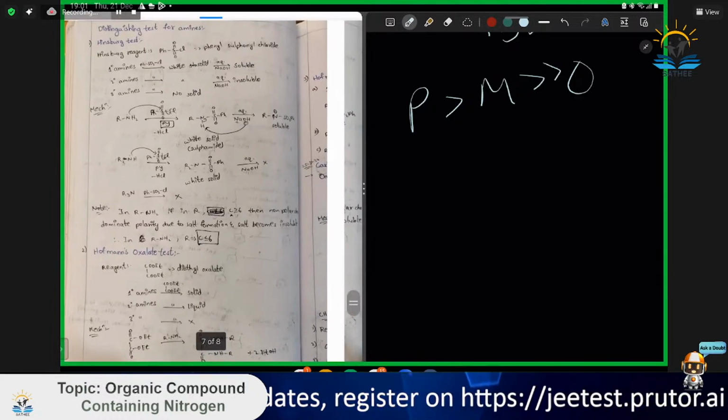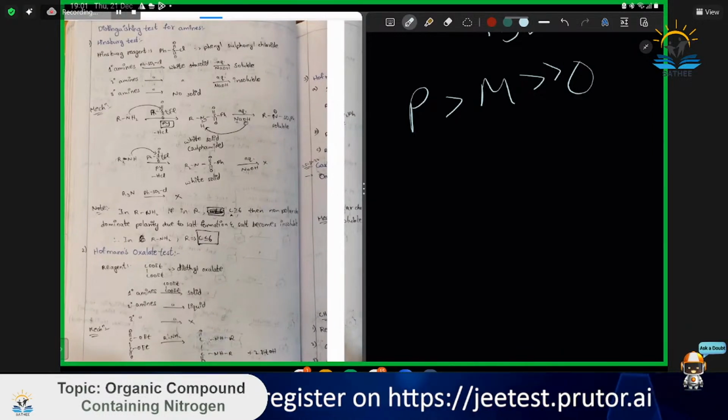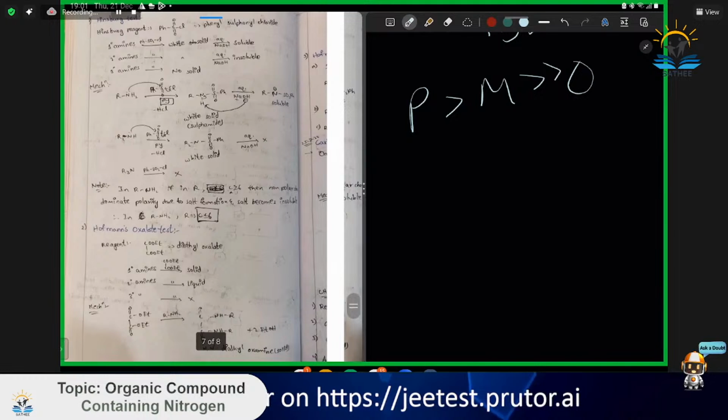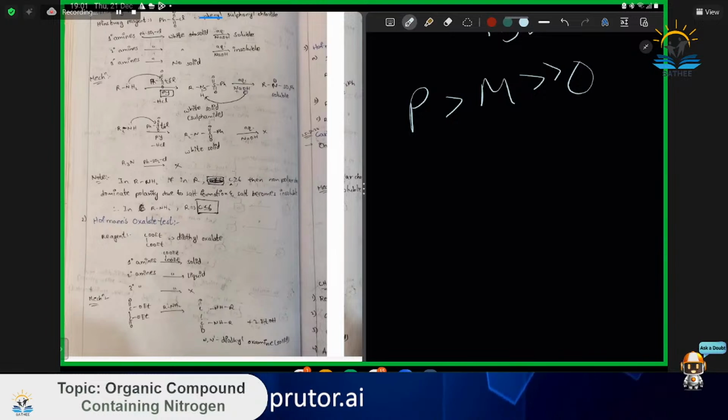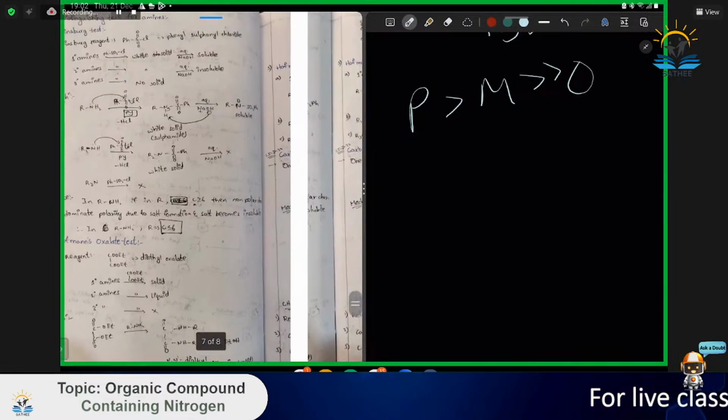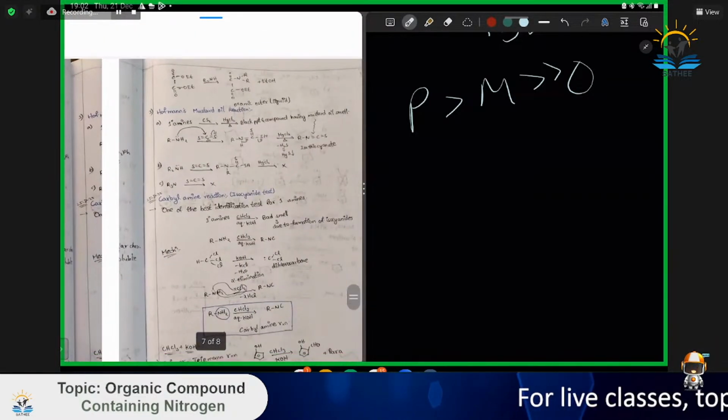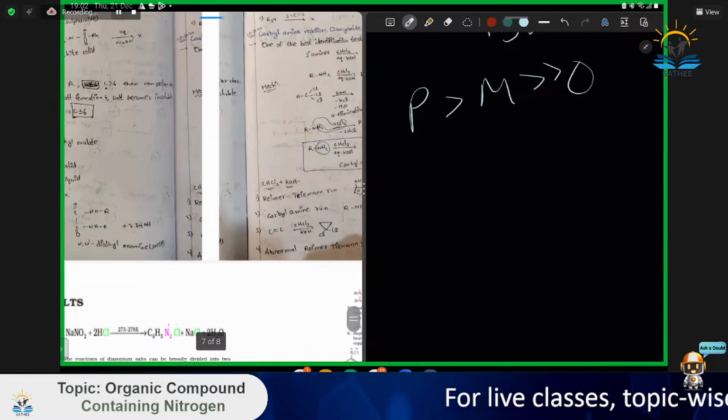Ginsberg test is already covered. Hoffman's oxalate test. You're going to use diethyl oxalate as a reagent. Primary amines reacting with diethyl oxalate give a solid. Secondary amines give a liquid. Tertiary amines won't react. Mechanism not really needed, I guess.